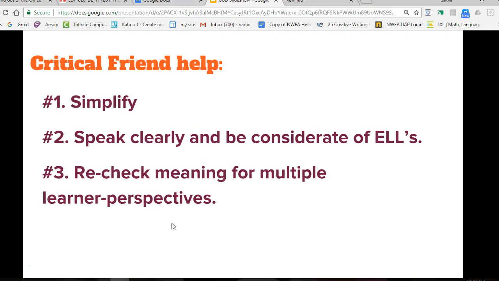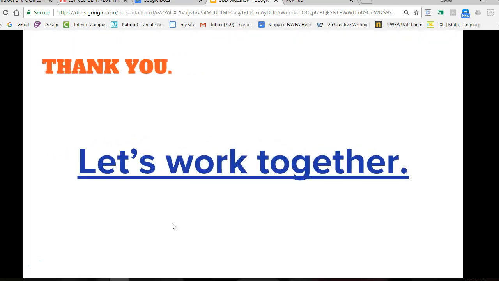My critical friend helped me to see that I need to simplify some of my ideas, to clarify, to speak clearly, and be considerate of English language learners because she teaches Spanish. And to recheck my meaning for multiple learner perspectives. So consider all types of learners.